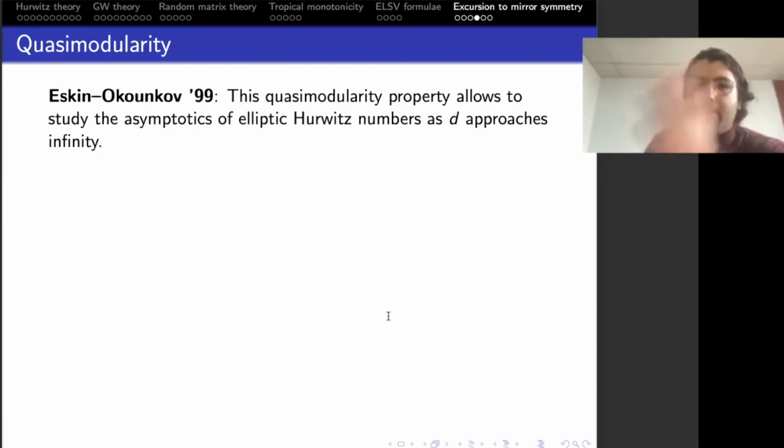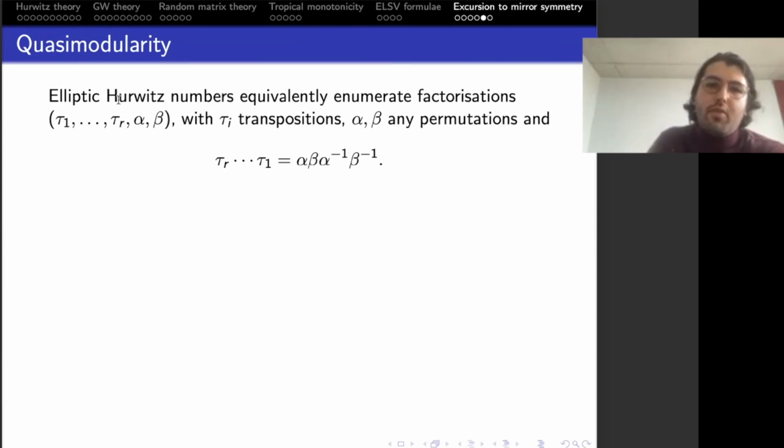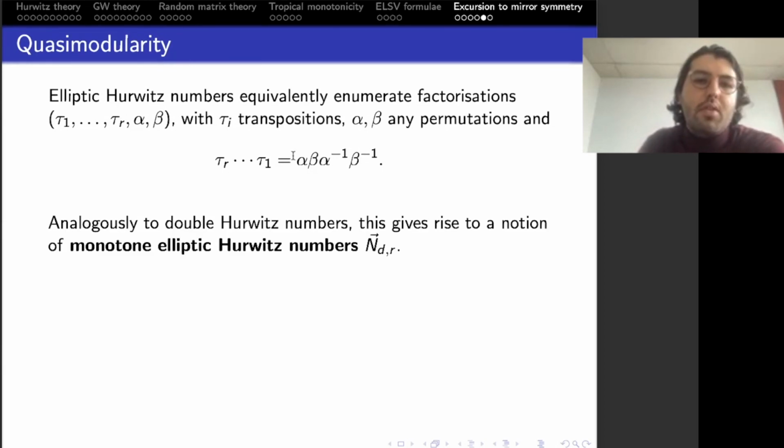Okay, so we asked the question whether this also holds in the monotone Hurwitz numbers world. Elliptic Hurwitz numbers may first of all also be expressed as factorizations in the symmetric group. Elliptic Hurwitz numbers equivalently enumerate factorizations τ_1 to τ_r, α, β, where the τ_i are transpositions, and α and β are any permutations. And we also have that the product τ_r to τ_1 is equal to αβα^{-1}β^{-1}. So this is the higher genus analog of Hurwitz's theorem. And of course, because we have r many transpositions here, we can also impose a monotonicity condition on the bigger element of these transpositions, and therefore, analogously to double Hurwitz numbers, this gives rise to a notion of monotone elliptic Hurwitz numbers N_{d,r}.